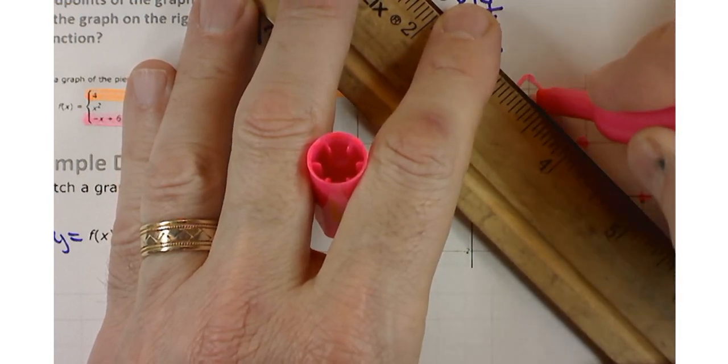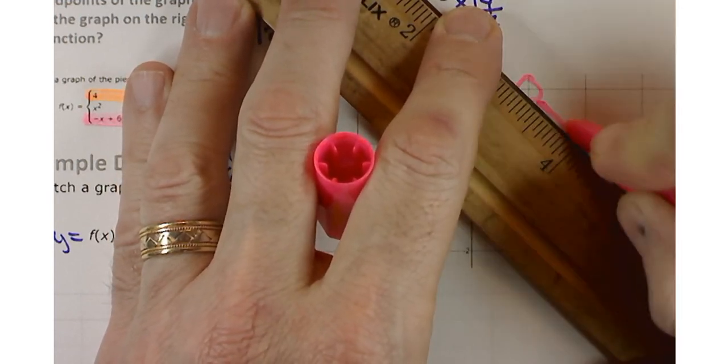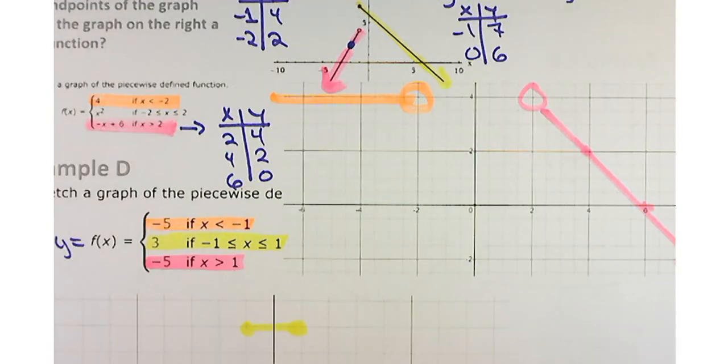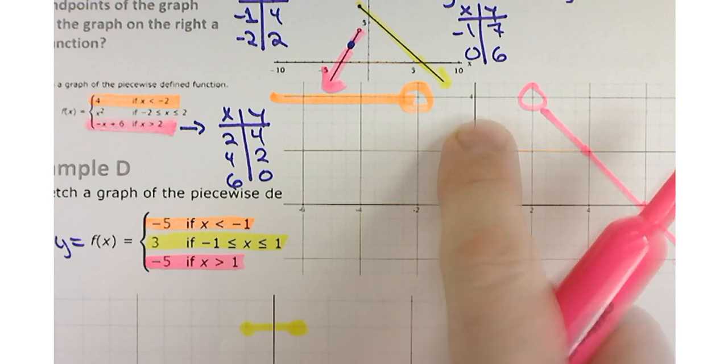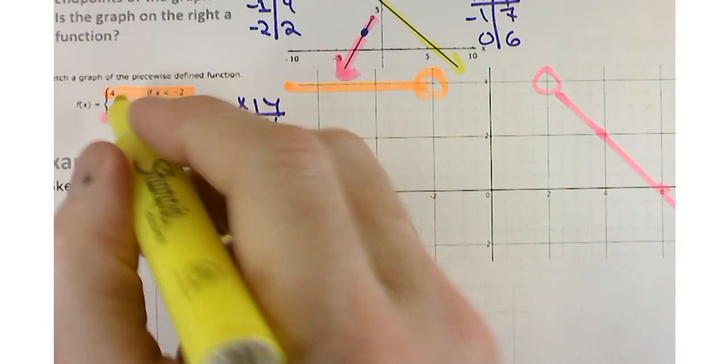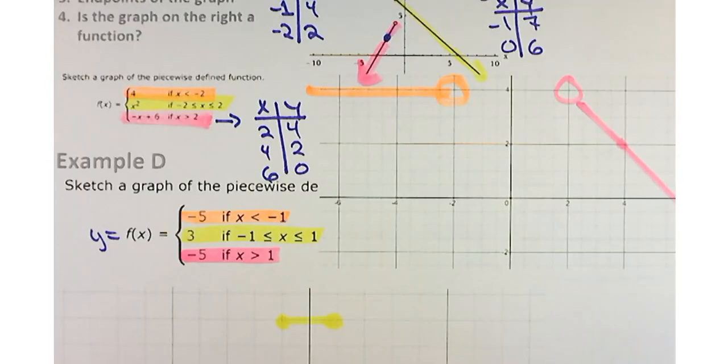Looking good there. Now I'm left with what's in between. What's in between is going to be the graph of f of x equals x squared. What do we expect? What's the general shape for that? A parabola. All right, we know what a parabola looks like. If you wanted to, you could plot some points.